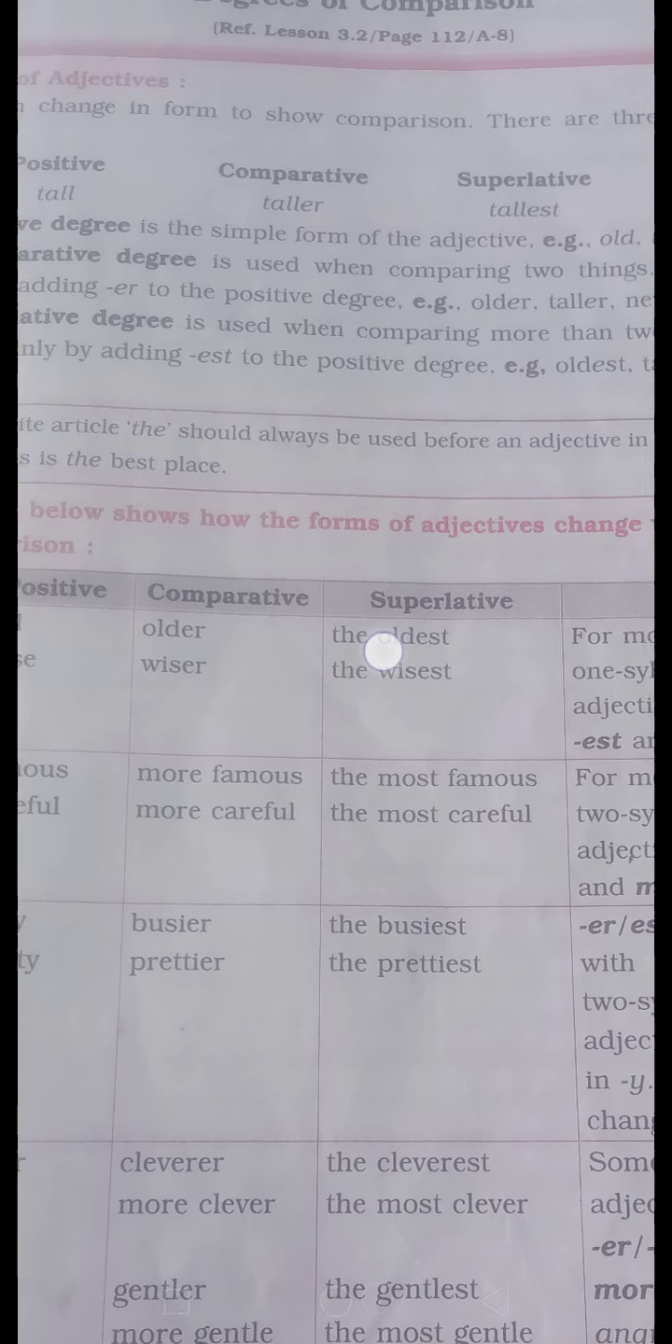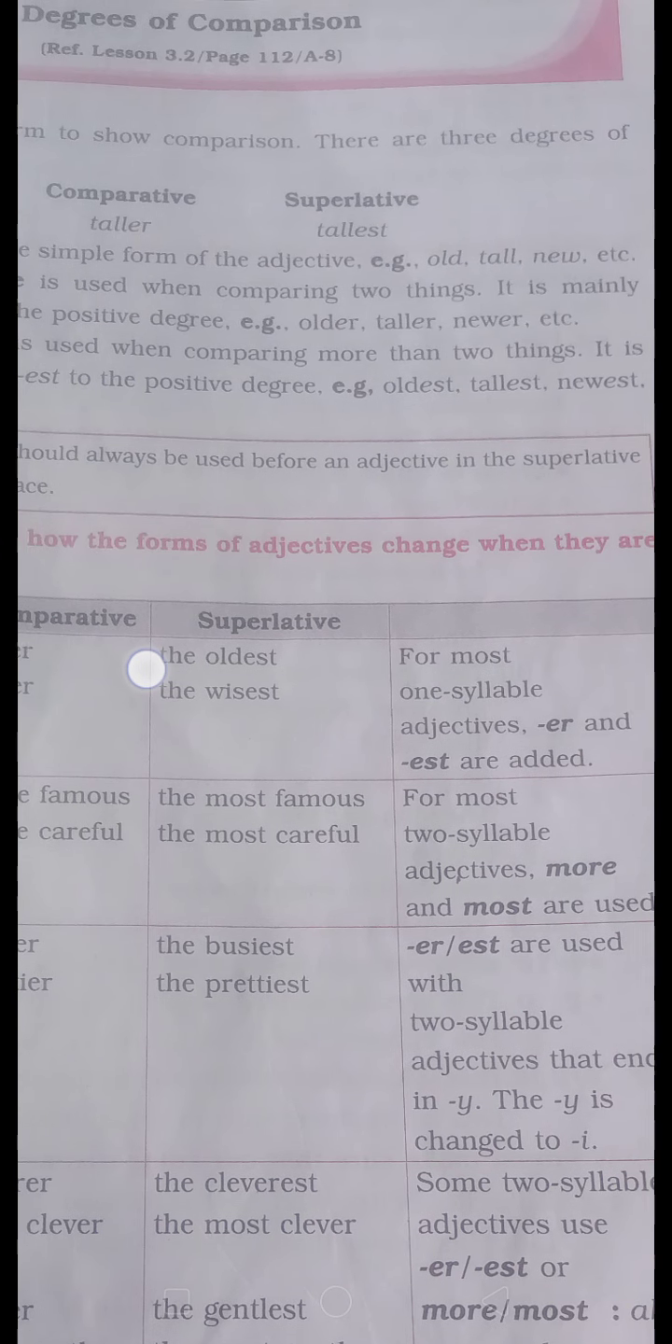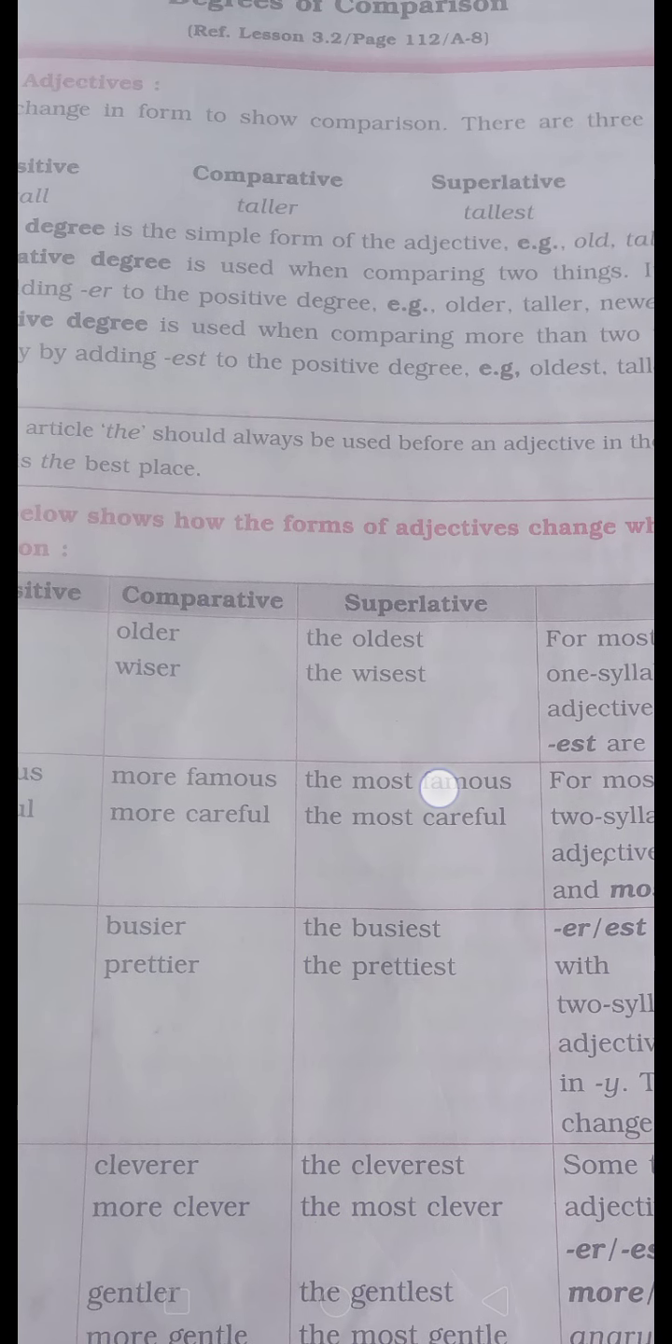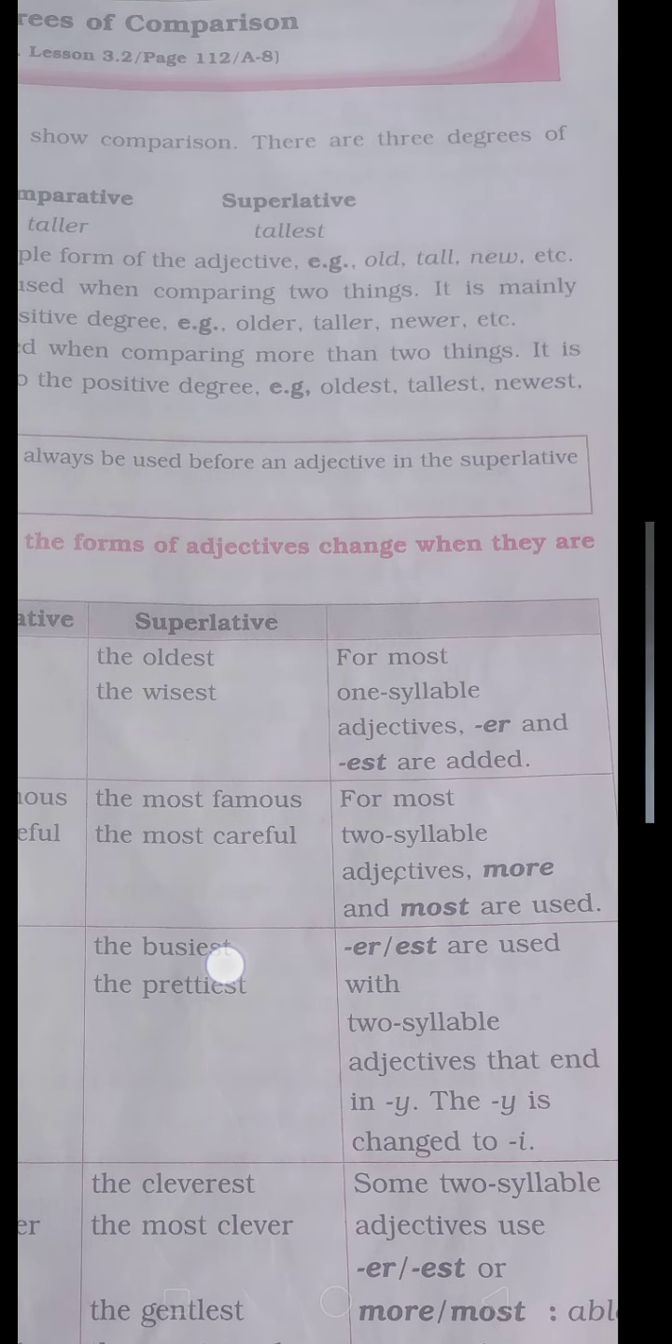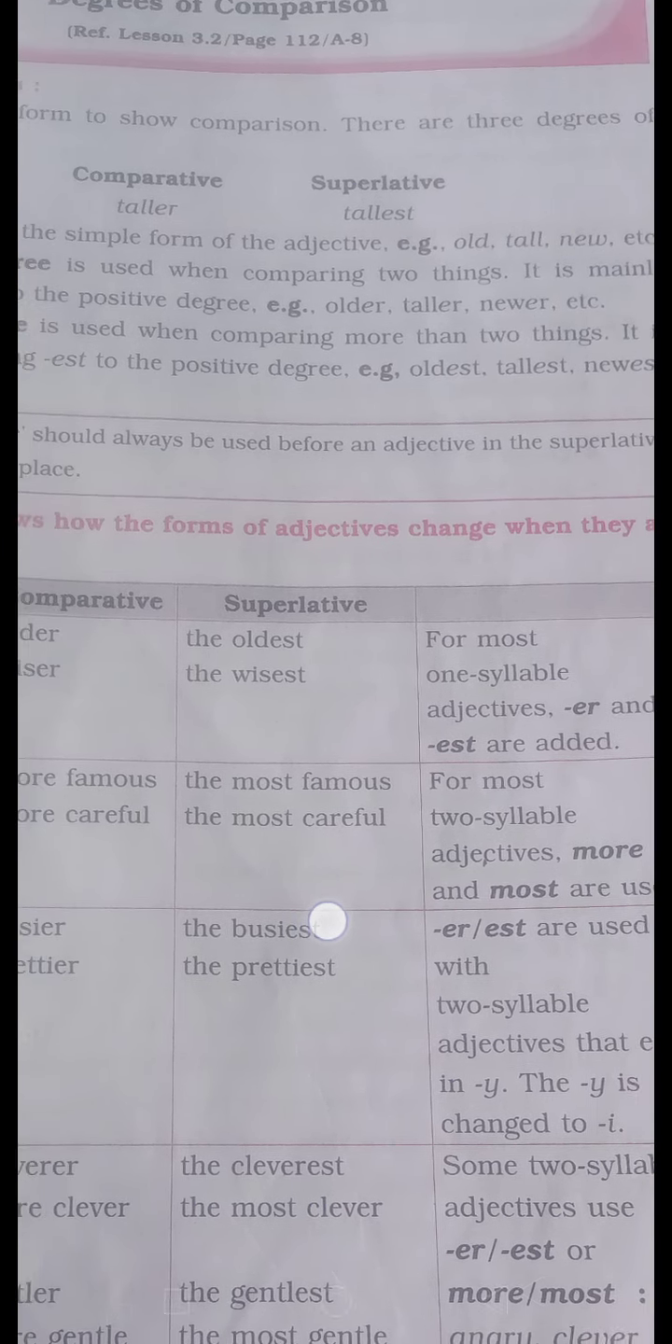Then some words have two syllables but are adjectives that end with y. With these adjectives, y changes into i in the comparative and superlative, and then we write er and est if there is a y at the end of the adjective.